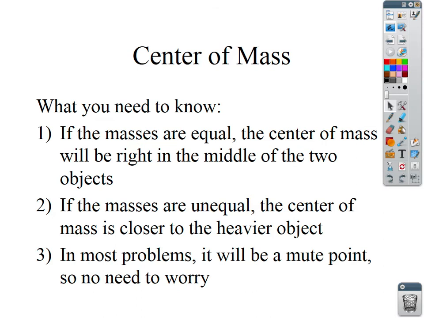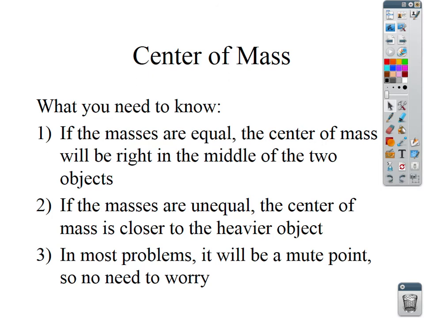What you need to know about center of mass is some very simple conceptual things. There is a formula, you'll see it on the next page, but it is basically a weighted average. Where is the mass in comparison to all the objects in the system? If the masses are equal to each other, the center of mass is right in the middle of them. Think of two objects connected by a rope: if they're equal, the center of mass is right in the middle. If the masses are unequal, the center of mass will always be closer to the heavier object.